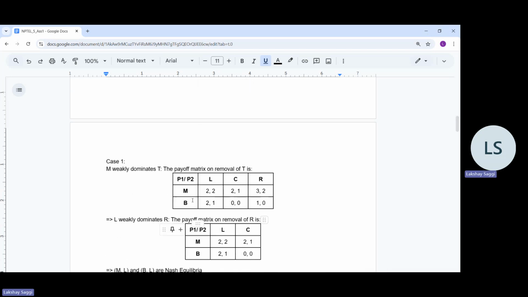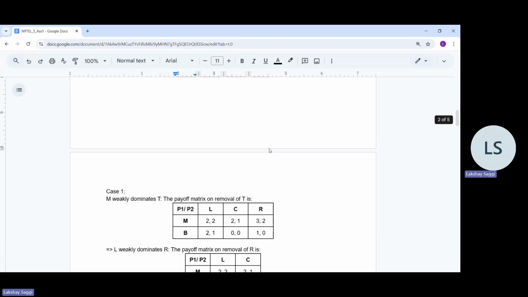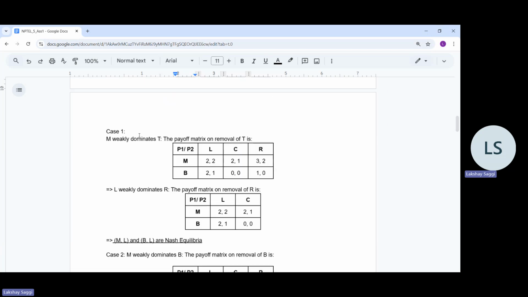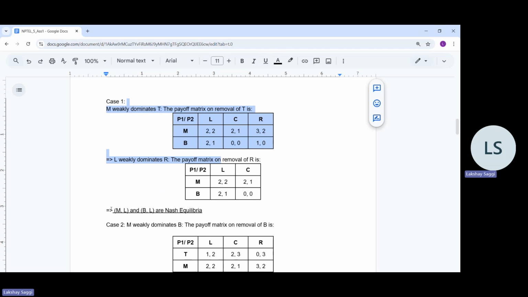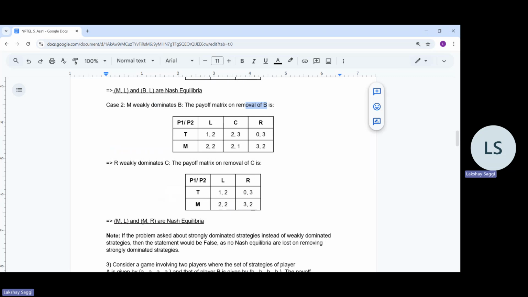So note that the original payoff matrix was this only, and this can have multiple Nash equilibria. And we saw that if we remove the weakly dominated strategies in this manner, like we remove first T, then remove R, then we obtain the Nash equilibria as these M comma L and B comma L. And note that we have discussed in lectures that these will be Nash equilibria of the original payoff matrix also. But if we remove the weakly dominated strategies in this order, that first we remove B, then we remove C, then we obtain this different Nash equilibria, which is M comma R, which we did not get earlier.